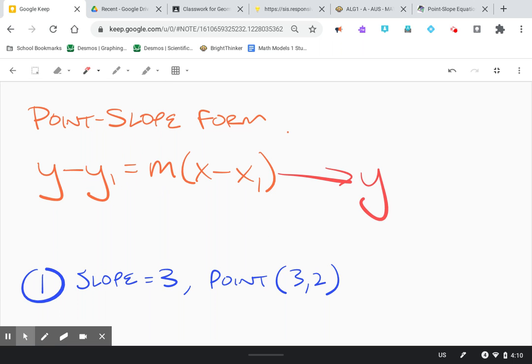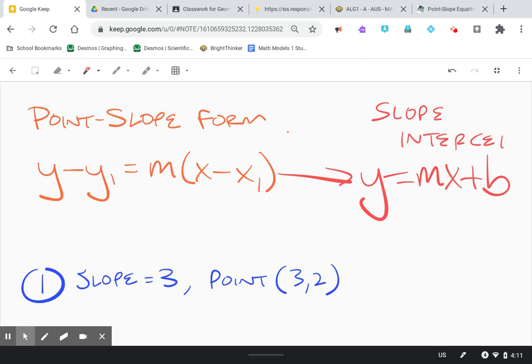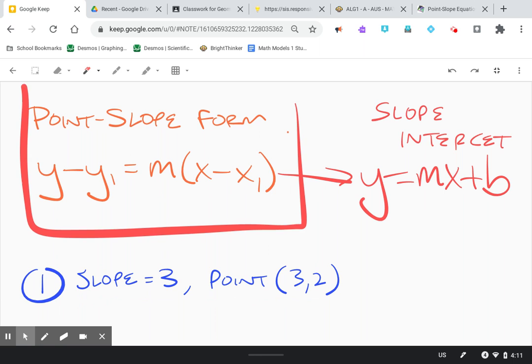mx plus b line, and that's kind of the main form of the line, the slope intercept form that we like to work with. So we're going to get from having a slope and a point to having the slope intercept form. And so this formula here is what we're going to use to do that. And so I'm just going to do a few examples of how we do that.